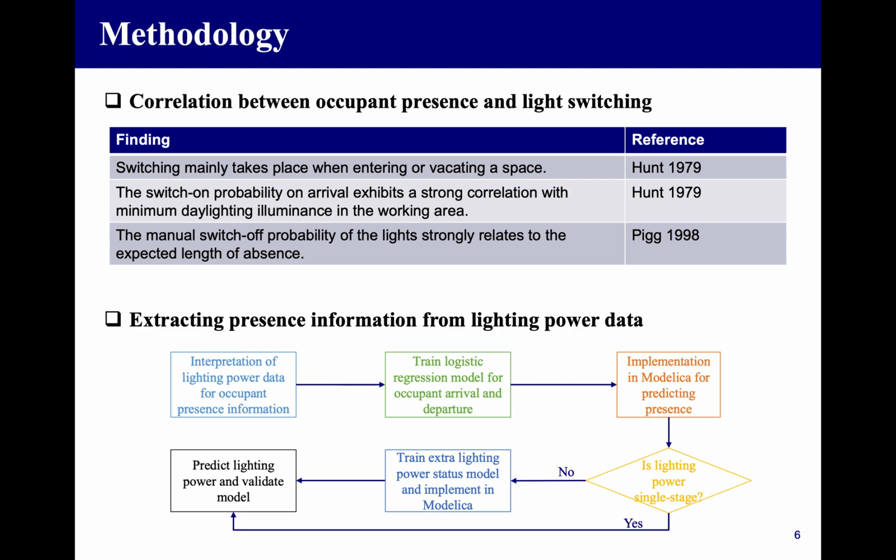And here is the methodology we adopted for this paper. First, we did a literature review, and we found that there is a strong correlation between occupant presence and light switching behavior. For example, the switching mainly takes place when entering or vacating a space. And further, the switch-on probability of lights on occupant arrival exhibits a strong correlation with the minimum daylighting illuminance in the working area.